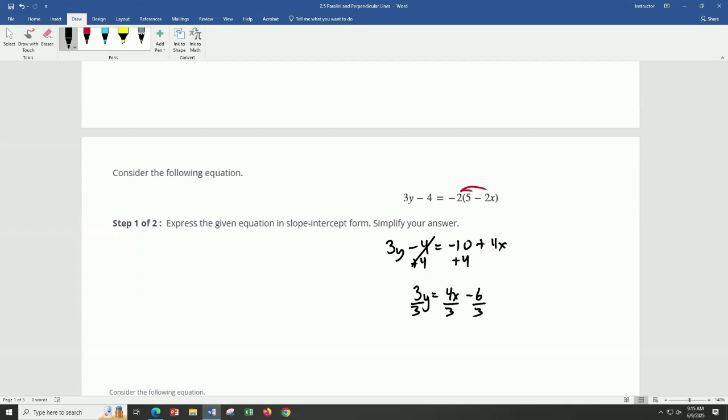Divide 3 by every term. That reduces that to a 1. And then we get what? y is equal to 4/3x minus 2. And there's our answer.